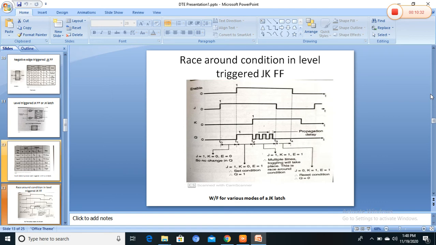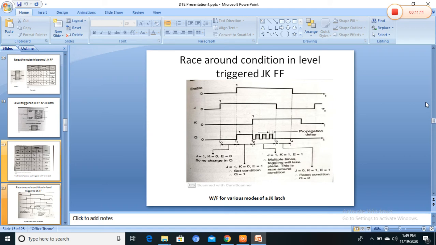In the time period from T2 to T3 there are multiple times of toggling, and that condition is called the race around condition. This race around condition occurs in a level triggered JK flip-flop. We avoid this race around condition by using an edge triggered JK flip-flop and a master slave JK flip-flop. This is the race around condition we studied through the various modes of the JK latch.